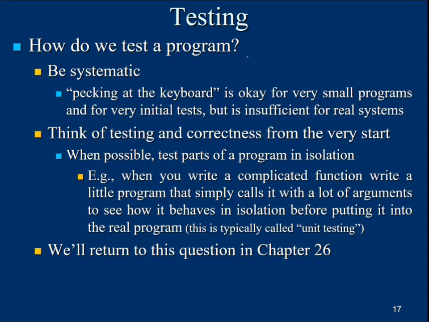Now coming to testing, how do we test a program? There are various theories, a whole lot of books and academia about testing: black box testing, white box testing, gray box testing. So be systematic. Try using a very initial test. Try to make your test cases, and think of testing and correctness even when you start. So make your test cases beforehand. Do unit testing, and we'll see this in chapter 26.